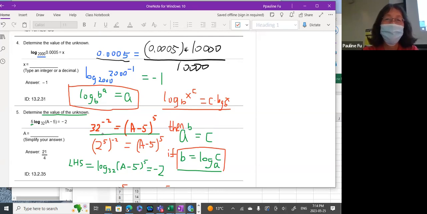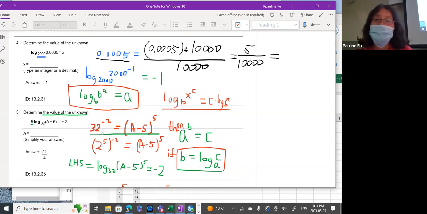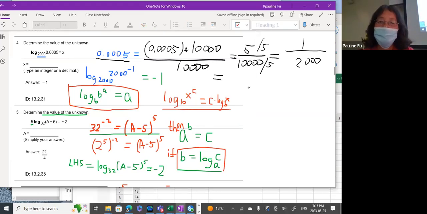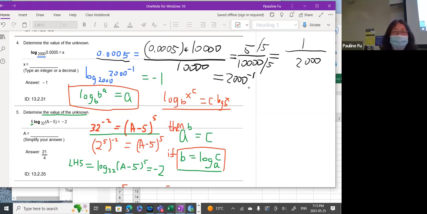Do you agree 0.0005 equals itself times 10,000 on both numerator and denominator? Okay. And then on the numerator, to get rid of the decimal, it is 5. So the denominator is this one. Then both numerator and denominator are divided by 5. Numerator I got 1, denominator I got 2000. That's why it is 1 over 2000, which is the same as 2000 raised to power negative 1.